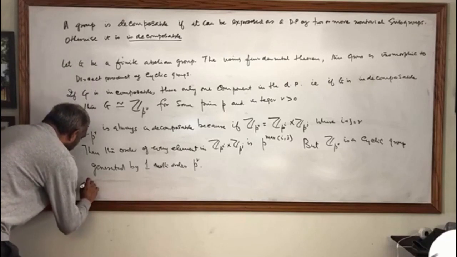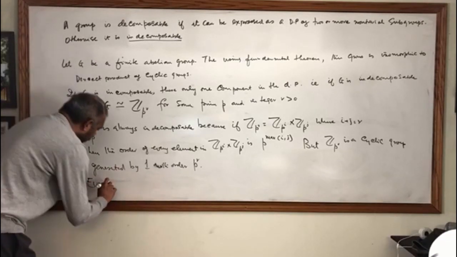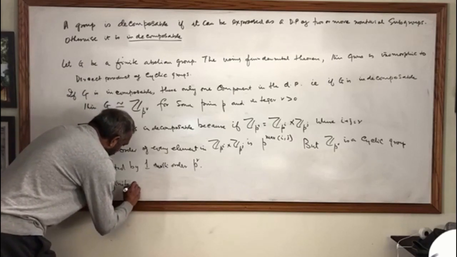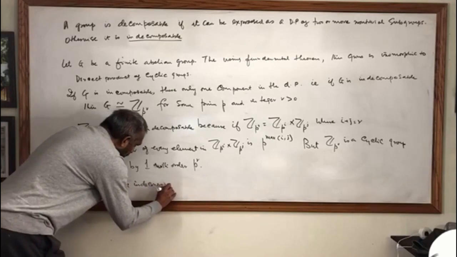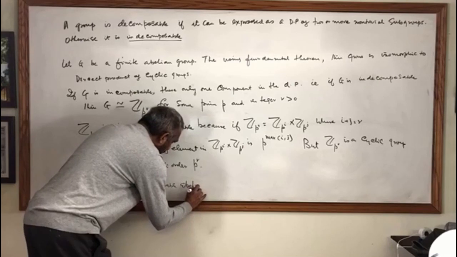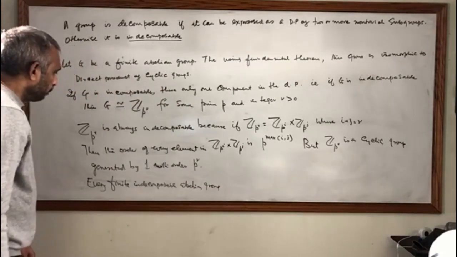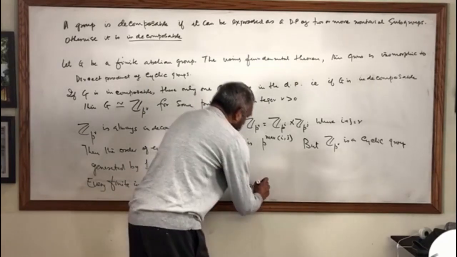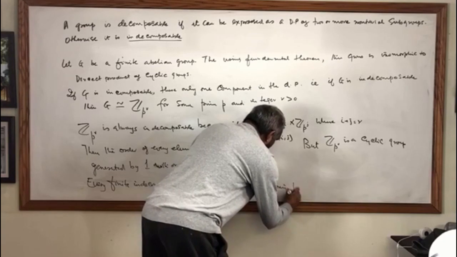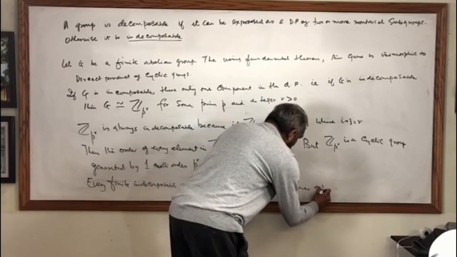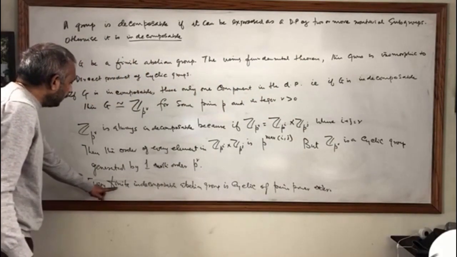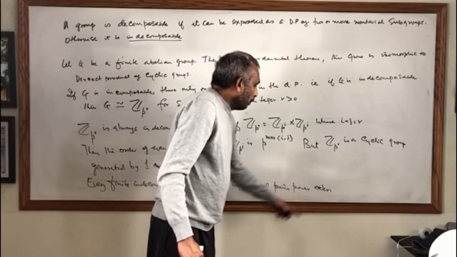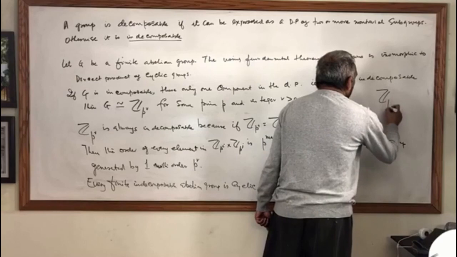So that means every finite indecomposable Abelian group is cyclic of prime power order. If you take any finite indecomposable Abelian group, it's always going to be a cyclic group with a prime power order. So it's always like Z_{p^r}.